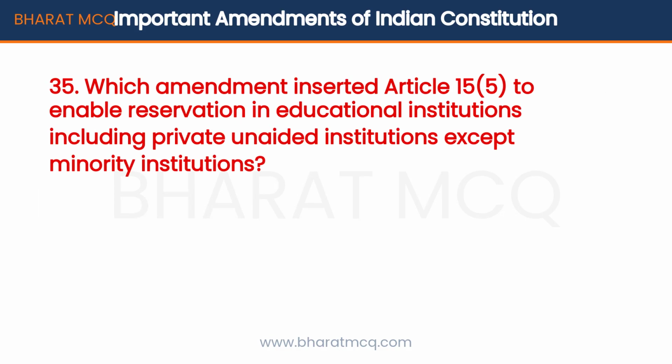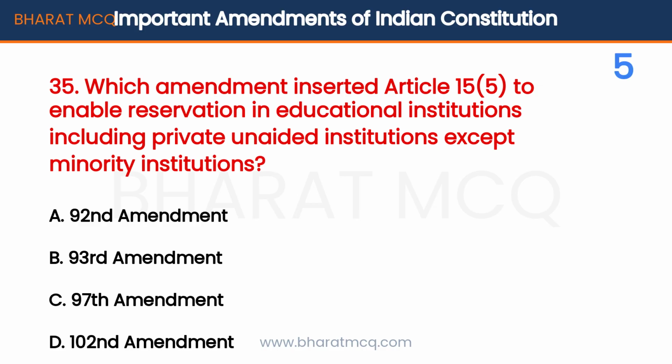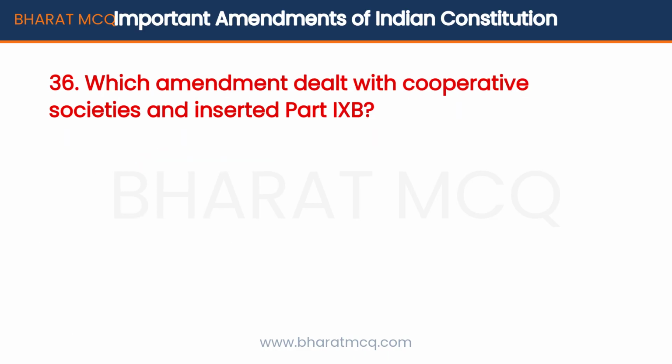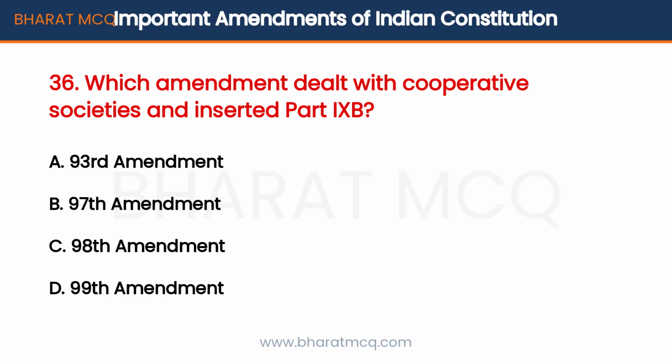35. Which amendment inserted Article 15(5) to enable reservation in educational institutions including private unaided institutions except minority institutions? The correct answer is 93rd Amendment. 36. Which amendment dealt with cooperative societies and inserted Part IXB? The correct answer is 97th Amendment.